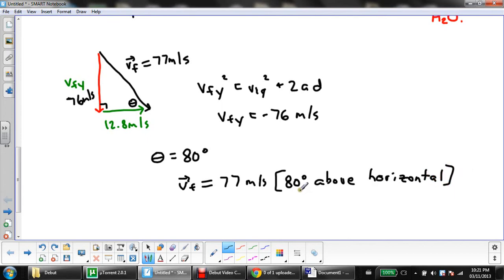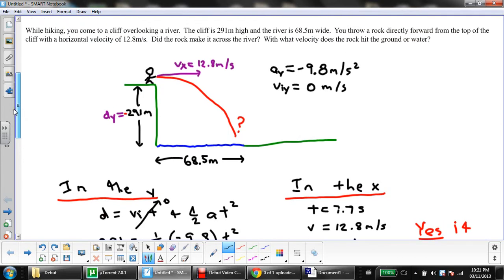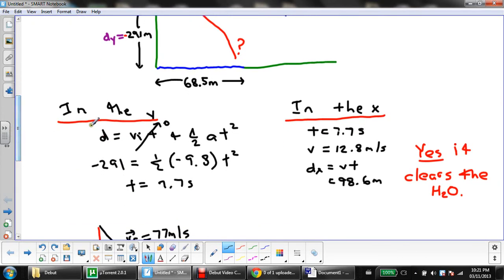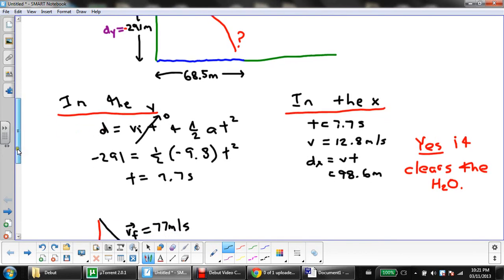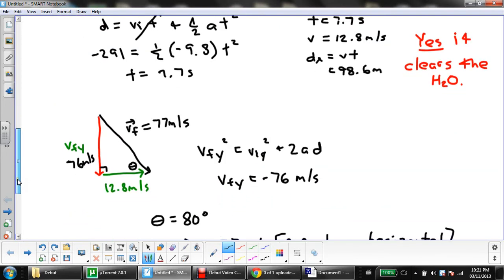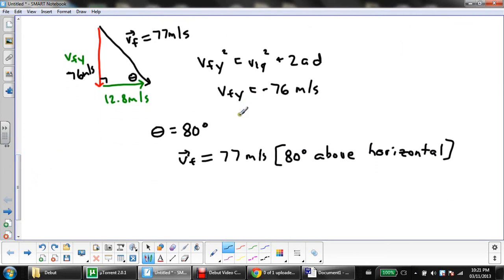That's a pretty straightforward question where something is thrown out, started with only an x velocity, not a y. We stuck either in the y or the x. We have to be consistent. Don't start mixing variables for the two different directions. And then we figured out that, yeah, it cleared the water. And then we were also asked to figure out its final velocity as it was coming down. And it's coming pretty fast down at a pretty big angle.